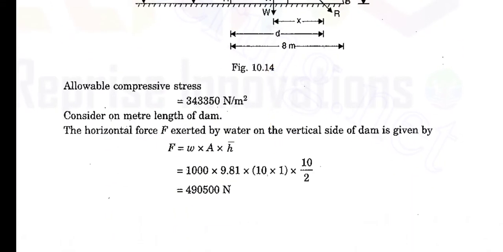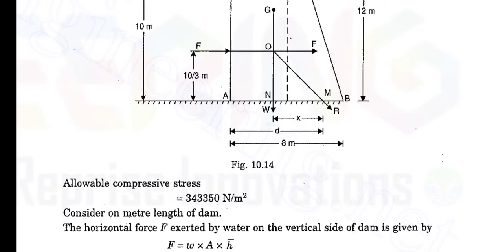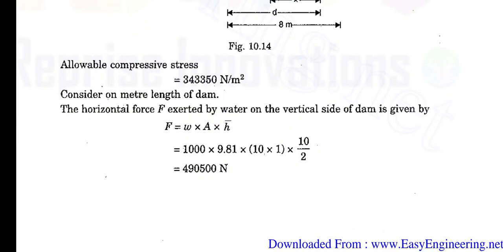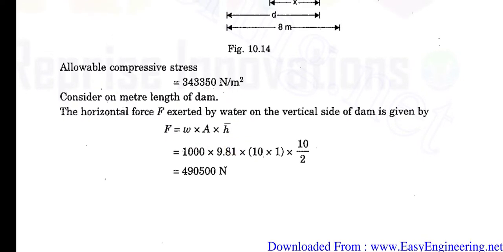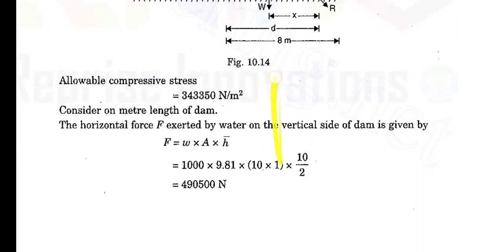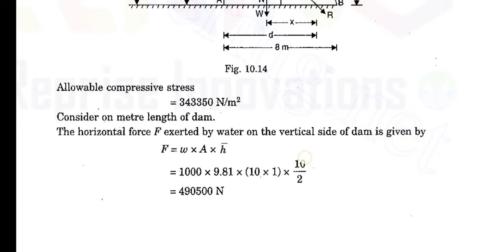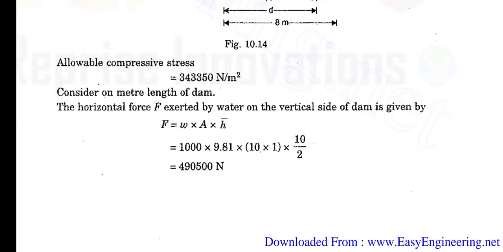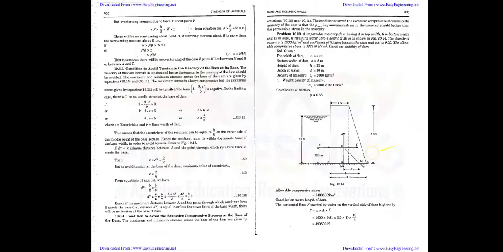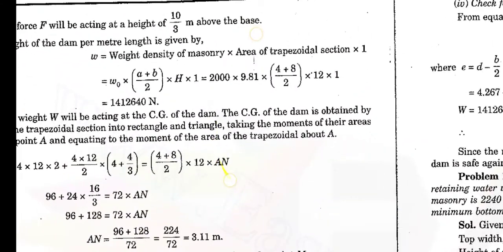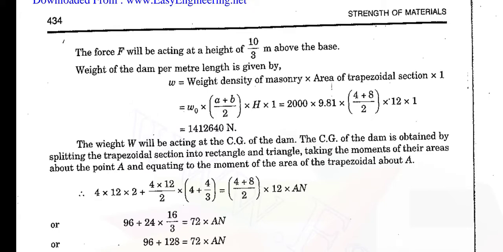First step, as usual, we have to find the F value, that is the force due to water, which is w into A into h bar. So it is 1000 into 9.81, that is, w is 9810. Then area is 10 into 1, where 1 is the unit length and 10 is the height of the water, and h bar is the height of the water divided by 2. So totally 490,500 Newton. Then the force acts at a height of 10 by 3 from the base.